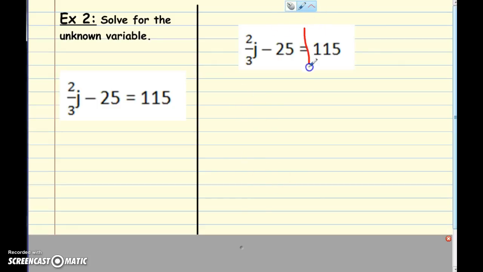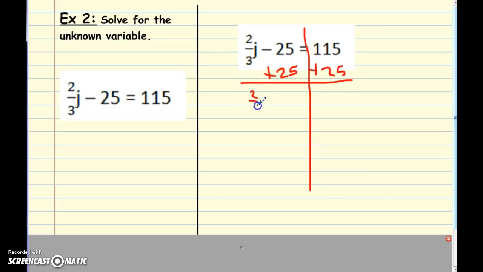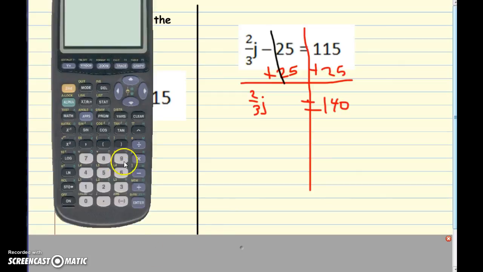So the first thing I'm going to do is draw my balance line. There isn't anything for me to simplify, so I'm going to go straight to doing opposites. I need to get rid of my minus 25 first, so I'm going to add 25 to both sides. Because again, whatever we do to one side, we have to do to the other. And that leaves us with 2/3 j. Again, these cancel. And then on the right-hand side, 115 plus 25 is 140. Okay, if you don't know that off the top of your head, again, you can go ahead and use your calculator. Whoops, better turn it on.